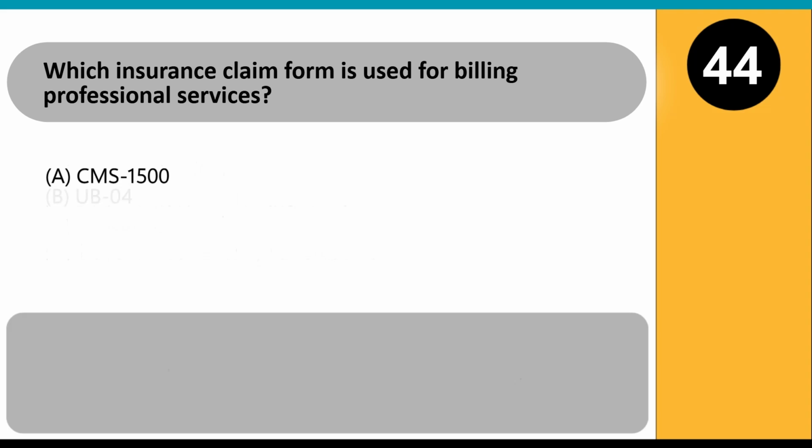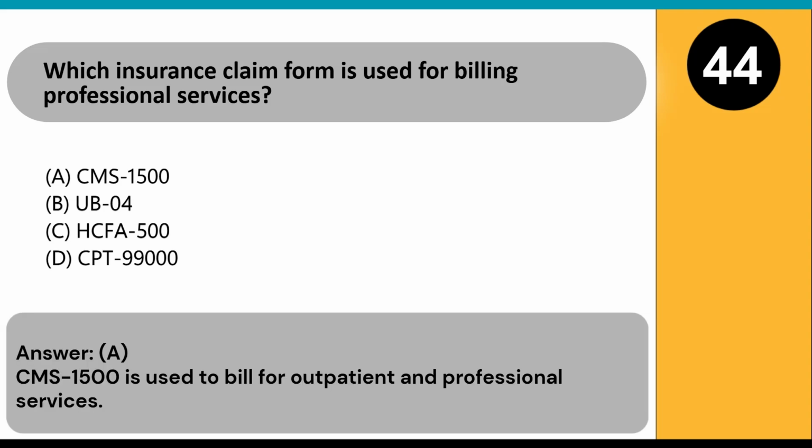Which insurance claim form is used for billing professional services? A. CMS 1500. B. UB 04. C. HCFA 500. D. CPT 99000. Answer A. CMS 1500 is used to bill for outpatient and professional services.